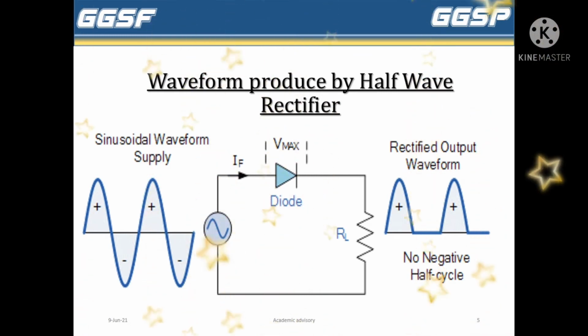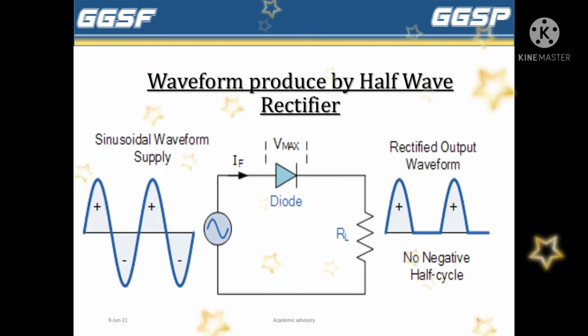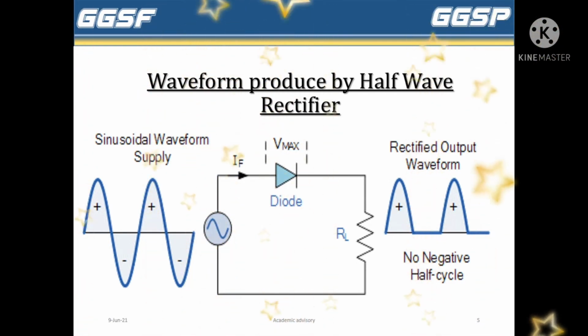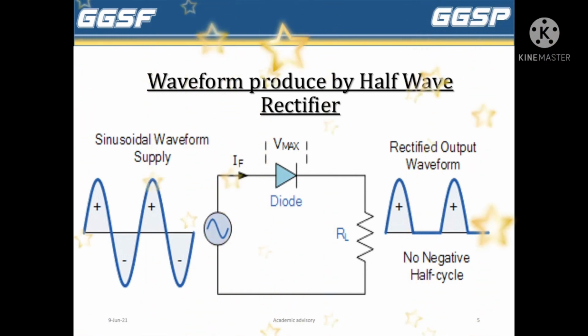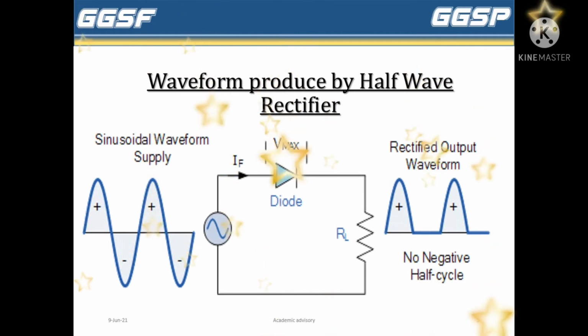But when the negative half cycle of the AC sine wave is given, the diode works in a reverse bias condition and hence opposes the current to flow through the circuit. And hence, in the rectified output waveform we can see the positive half cycle but no negative half cycle.